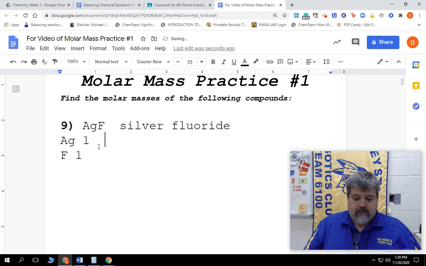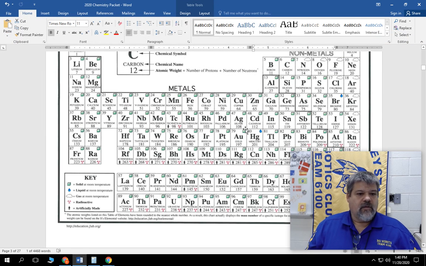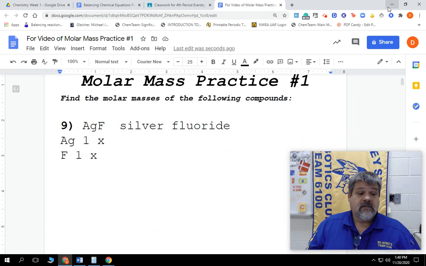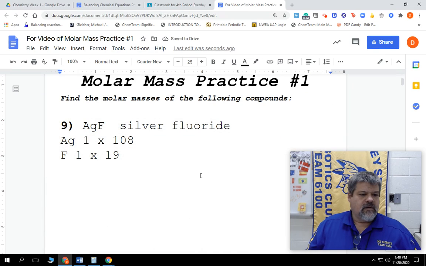So we're going to multiply each one of those by their atomic weight. Now, do you know the atomic weight of silver or fluorine? I don't, but I know how to figure it out. We're going to go to our periodic table. Silver is right here, 108. It's always the larger number in the box, and fluorine is going to be 19. Sometimes you might hear me say atomic mass, same thing. Let me double check those again. So fluorine's 19 and silver is 108. It looks good.